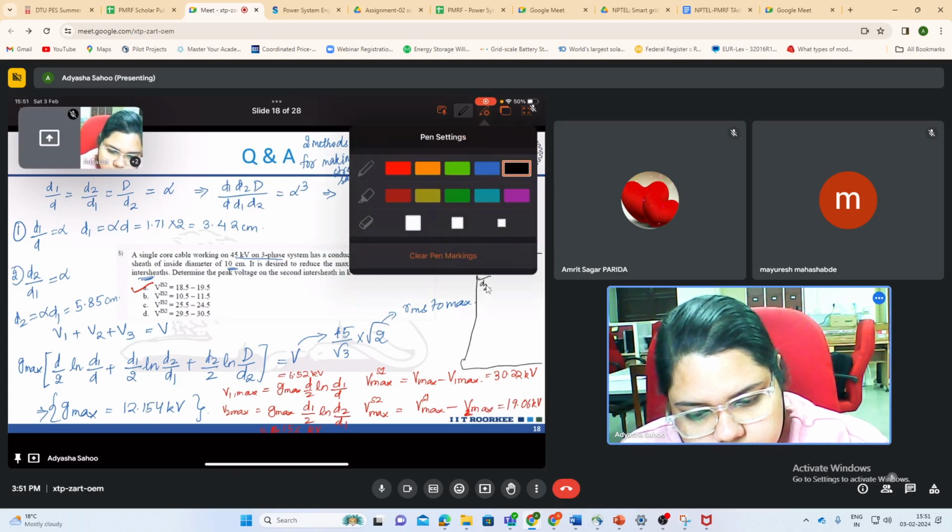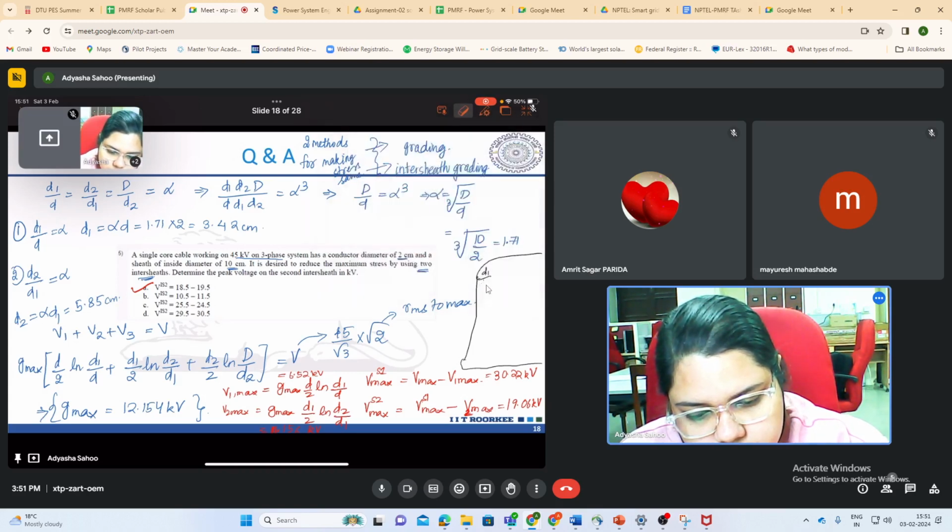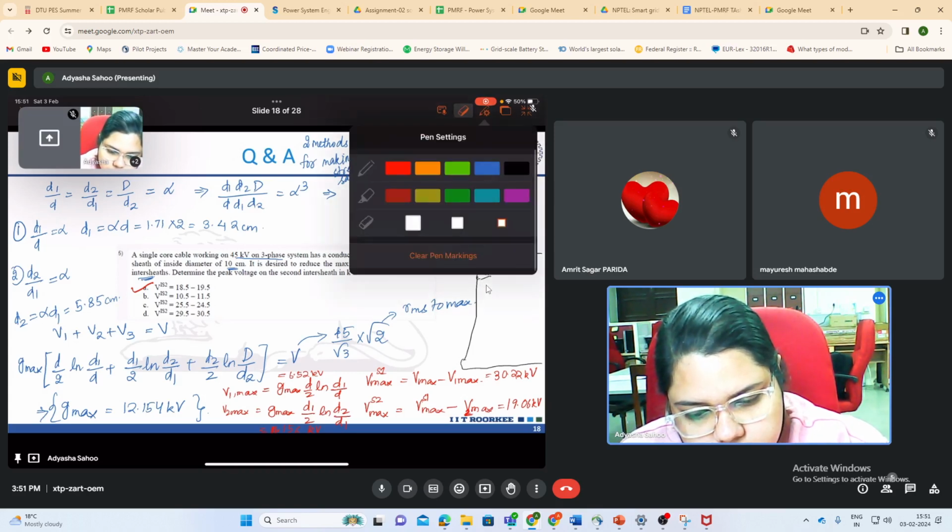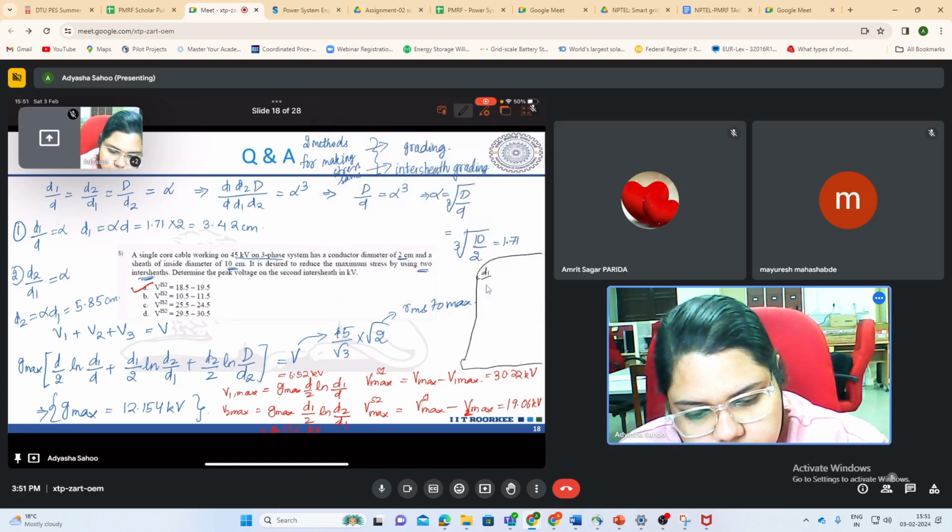Basically, let's say this was a conductor. This is between sheath 1 and sheath 2, and this ratio has to be equal.